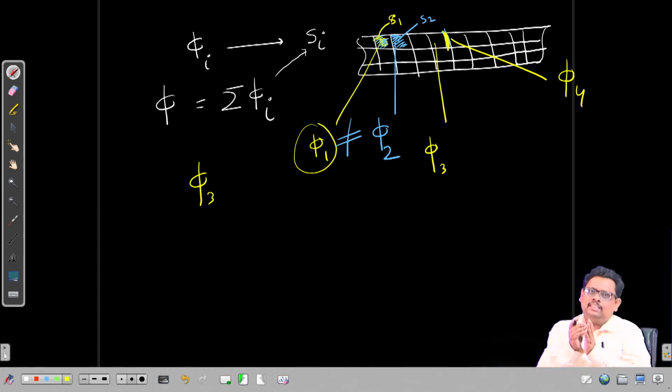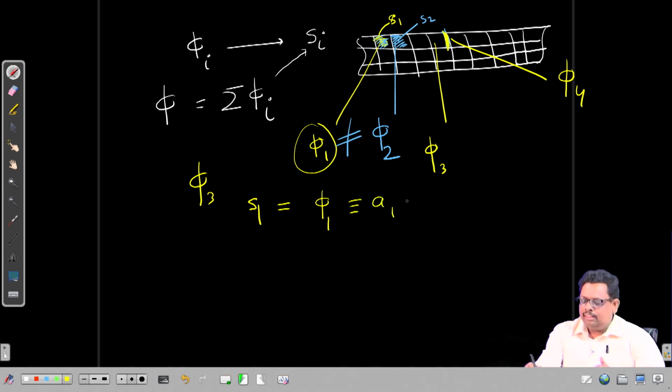But if somebody is very sincere and says that no, I do not allow the discontinuity at this boundary, then they can assume, let us take in the S 1 area, the definition of phi 1 may be some linear function, some a 1 plus some m x kind of thing, some linear function.